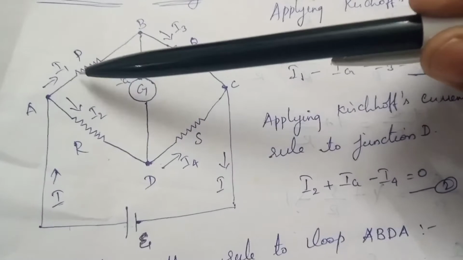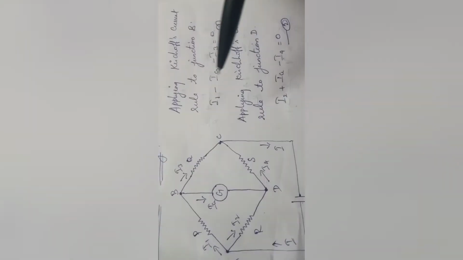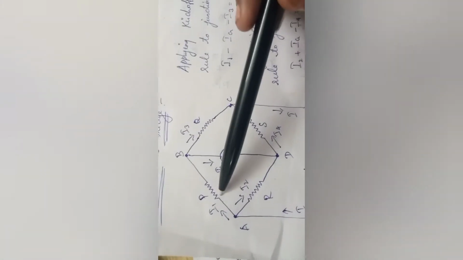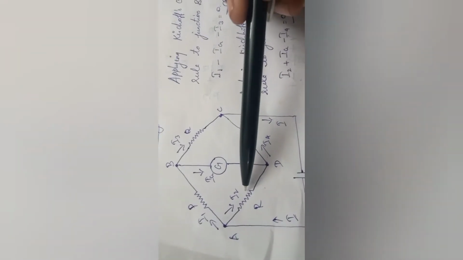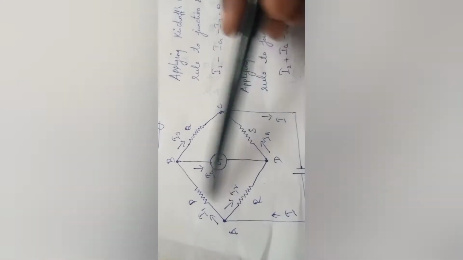So, applying the second rule, I1P plus IgG minus I2R is equal to 0. There is no EMF for that circuit. So I1P plus IgG minus I2R is equal to 0. That is the third equation.